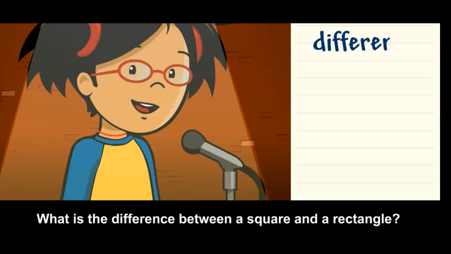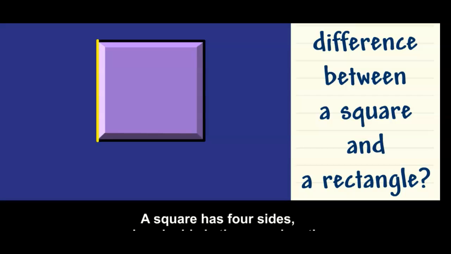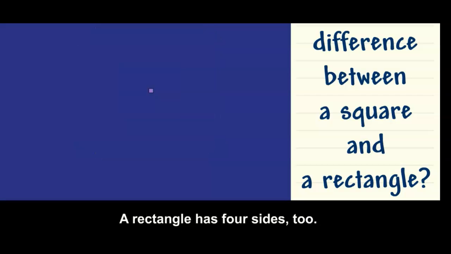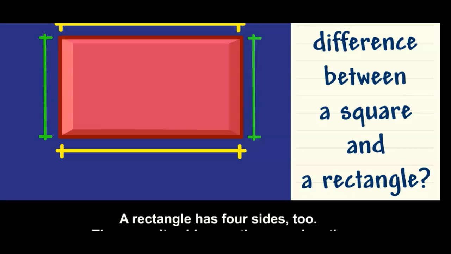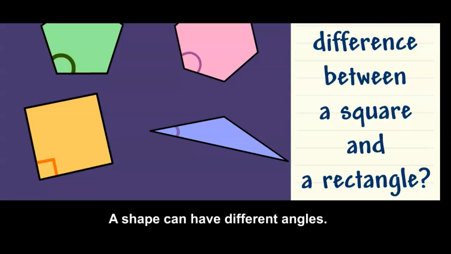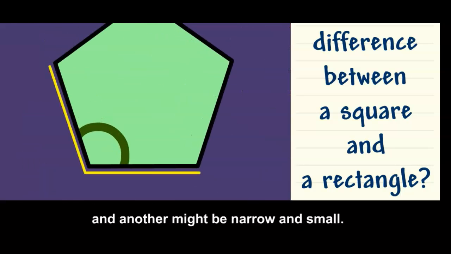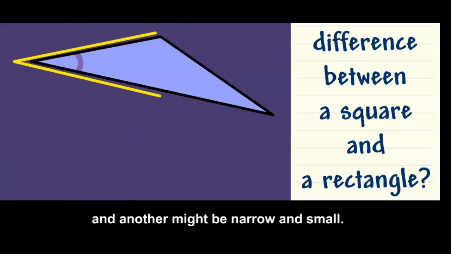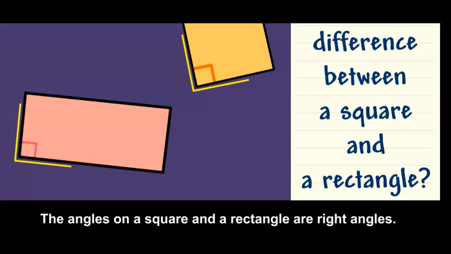What is the difference between a square and a rectangle? A square has 4 sides, and each side is the same length. A rectangle has 4 sides too. The opposite sides are the same length. An angle is the place where 2 lines or sides meet. A shape can have different angles. One angle might be big and wide, and another might be narrow and small. The angles on a square and a rectangle are right angles.